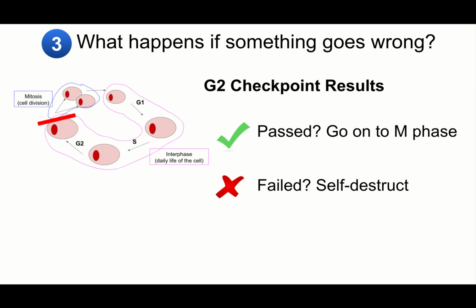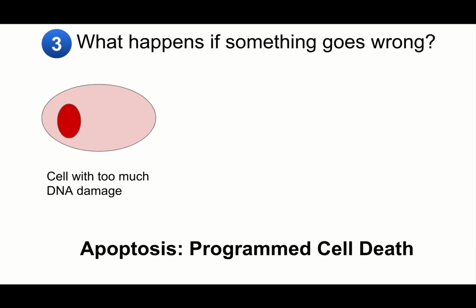If we haven't passed the G2 checkpoint, that means there's major DNA damage and the cell does not have the correct instructions to be a functional cell. The cell will go into programmed cell death and it will self-destruct. Programmed cell death is also known as apoptosis.